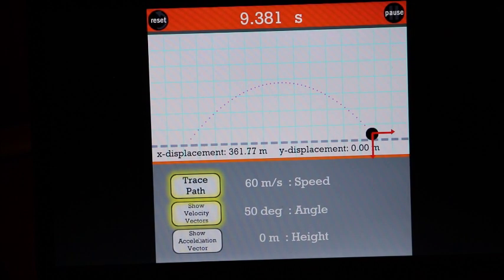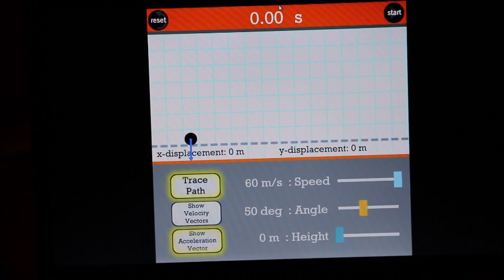Once it reaches here, it starts going down till it's at its maximum at touching the ground. Okay, and finally I'm going to click show acceleration vector, unclick show velocity, reset. Now we're going to look at the acceleration vector in the horizontal and vertical directions.